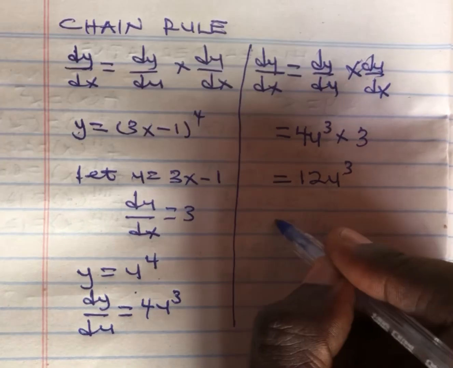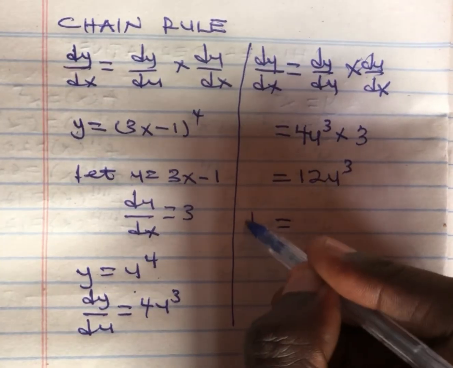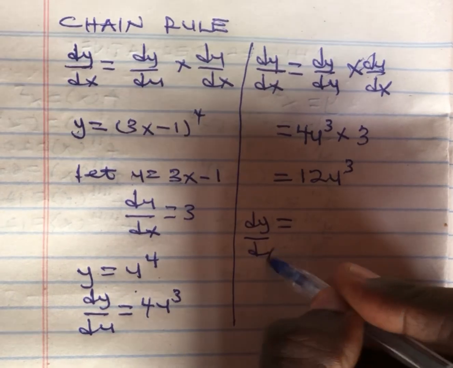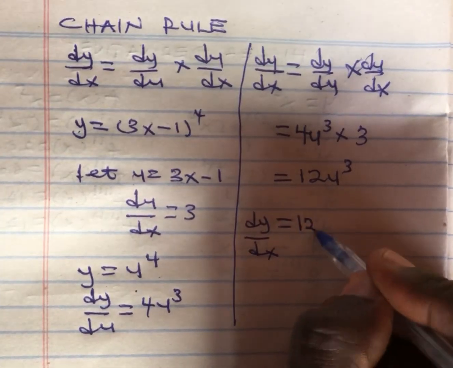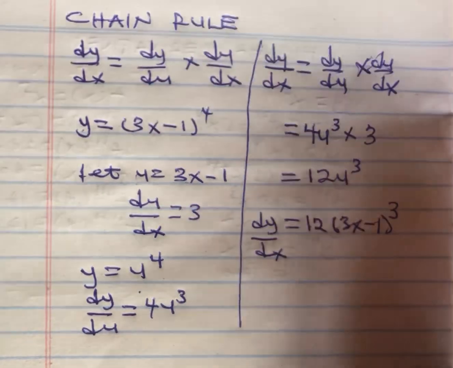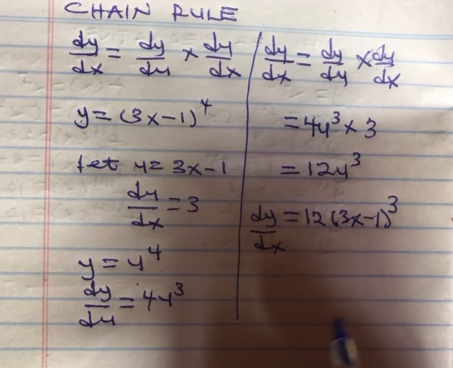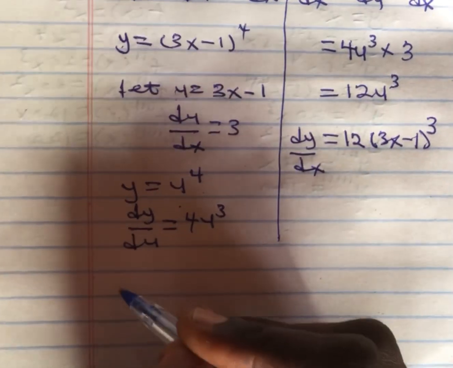But then don't forget that we initially said u should be equal to 3x minus 1, and it was in that form the question was given. So you just represent u again. So it is 12 times (3x minus 1) exponent 3. That's how we solve questions using the chain rule. Another way, let's take another question before we look at the other way.